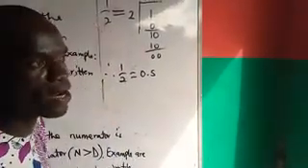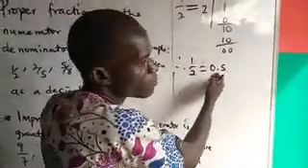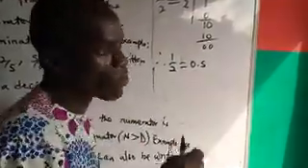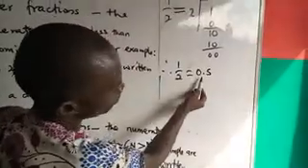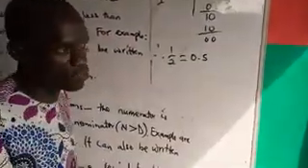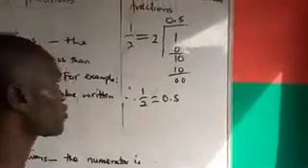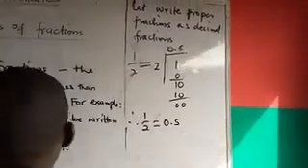Remember I told you earlier that integers cannot be represented in decimal form. Integers are numbers without a decimal point. Therefore, this one here is not an integer. 0.5 is a decimal fraction. Therefore, we have converted 1 over 2 to a decimal fraction. This is how we can change a proper fraction to a decimal fraction.